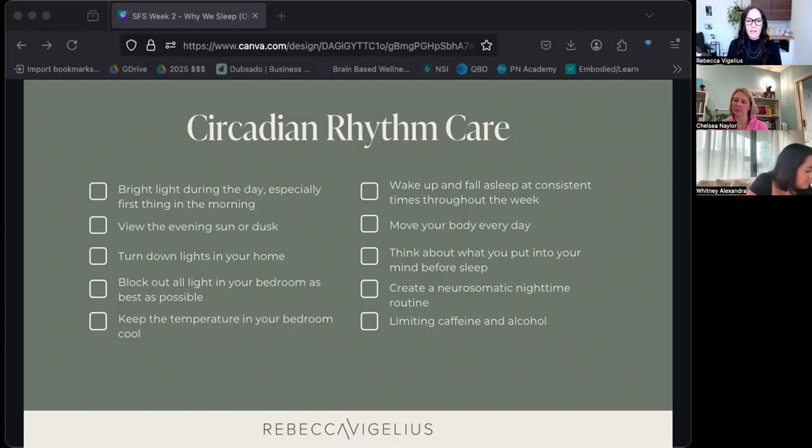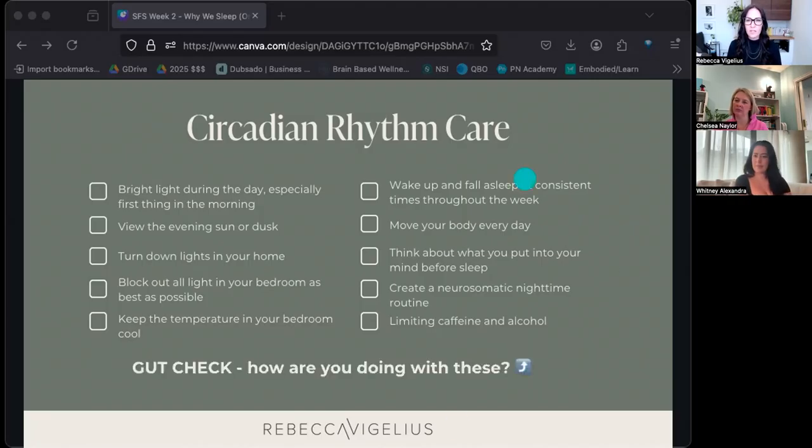All right, quick gut check. I would love to know how we're doing with these particular circadian rhythm care items. Feel free to just come off mute or pop something in the chat and let me know.